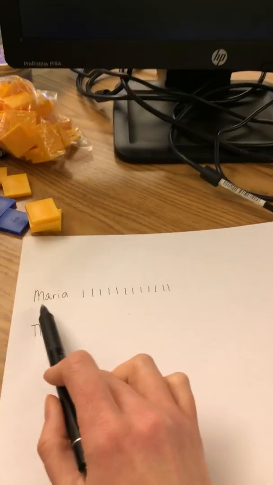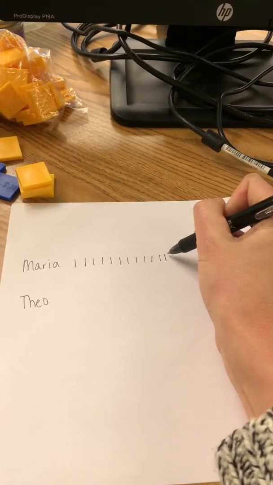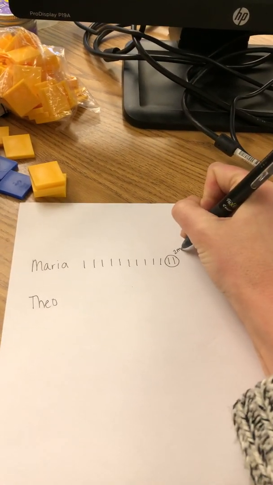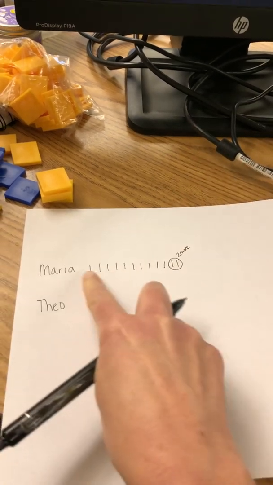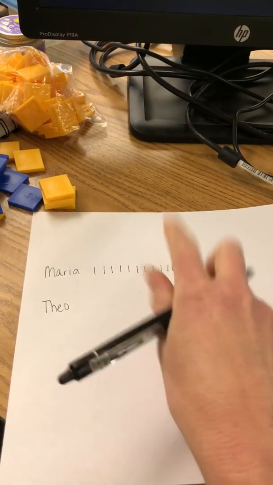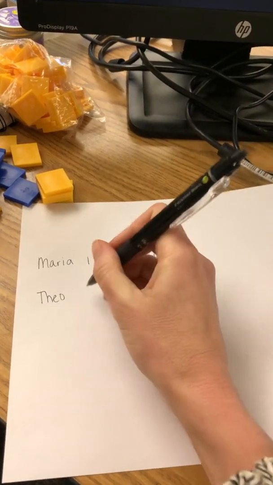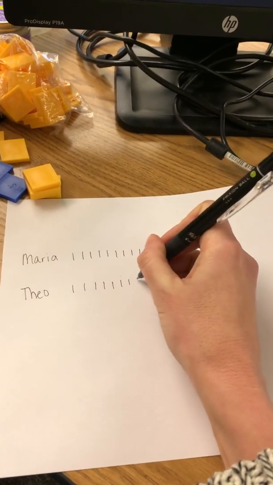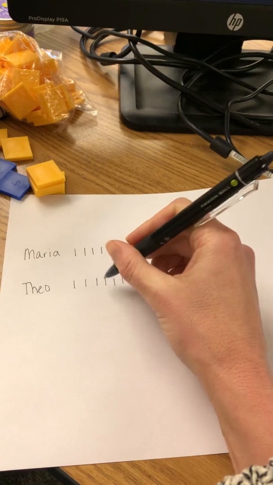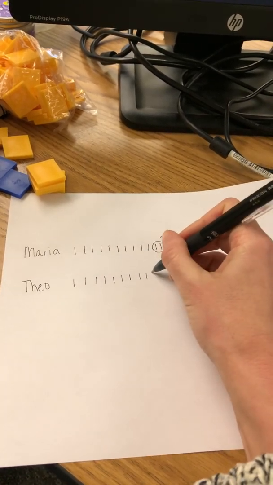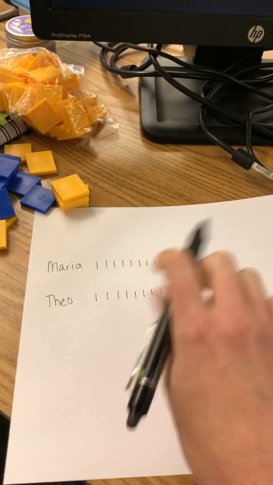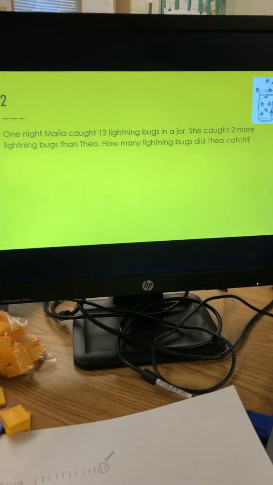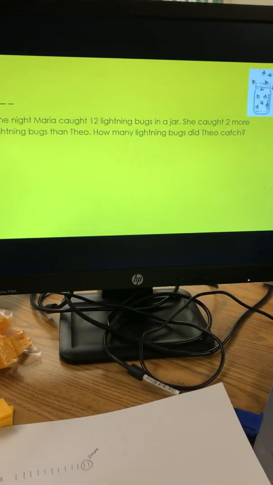So if Maria caught 2 more lightning bugs than Theo, here's the 2 more, and you can even encourage them to label "2 more." How many did Theo then catch? And that's where they then think about the part-part-whole relationship, and they can see that it is in fact 1, 2, 3, 4, 5, 6, 7, 8, 9, and 10. With snap cubes, they can actually line them up and compare. And then they can safely answer this question of how many lightning bugs did Theo catch.